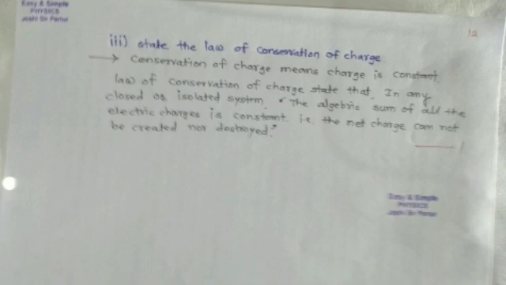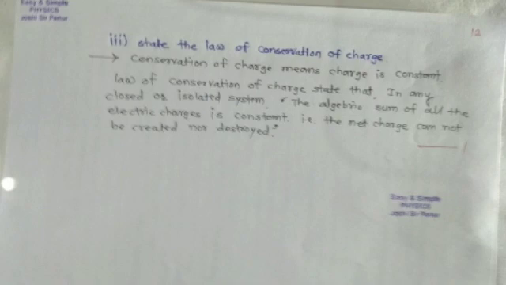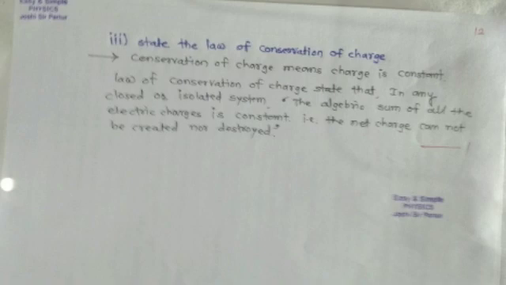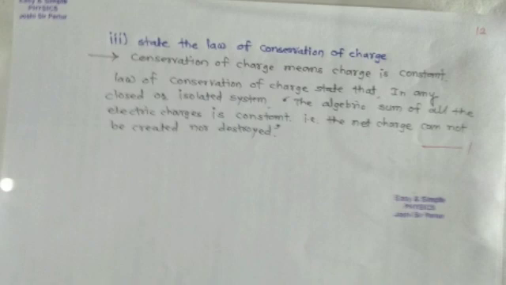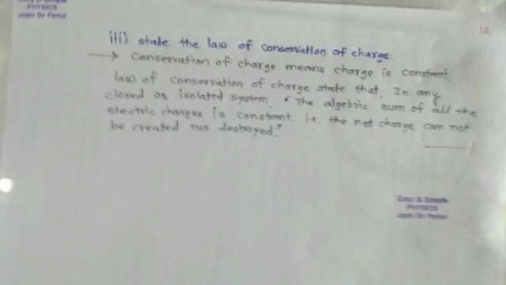Question 3. State the law of conservation of charge. Answer: conservation of charge means charge is constant. The law of conservation of charge states that in any closed or isolated system, the algebraic sum of all the electric charges is constant. That is, net charge can neither be created nor destroyed.